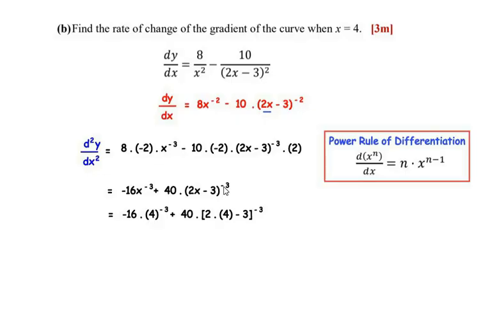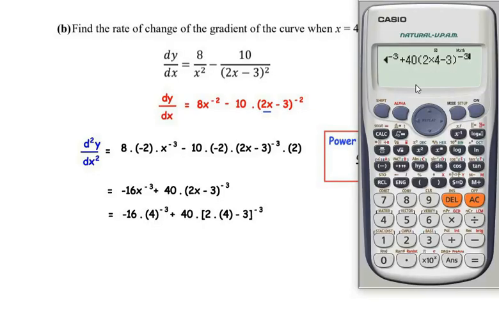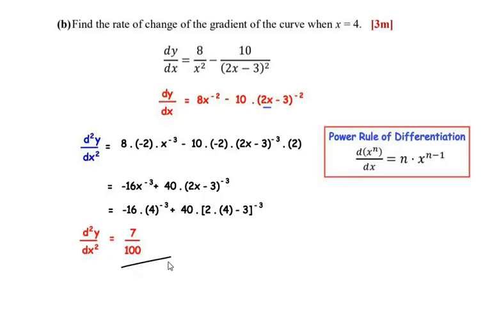Now we are going to plug in the value of x equal to 4 in this equation we have got, giving us negative 16 times 4 to the power of negative 3 plus 40 times 2 times 4 minus 3 to the power of negative 3. So let us see what value this gives us. So this is going to give us the value as 7 over 100. So this is the rate of change of gradient of the curve when x equal to 4. So this is our answer.